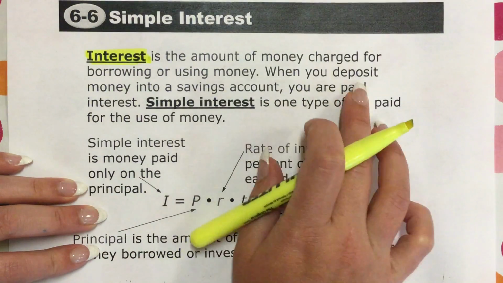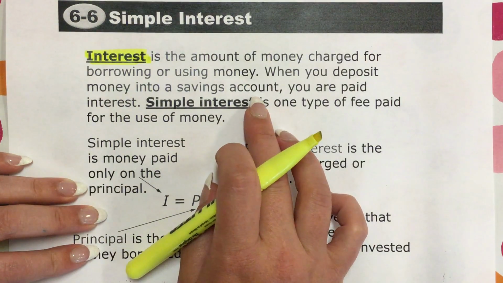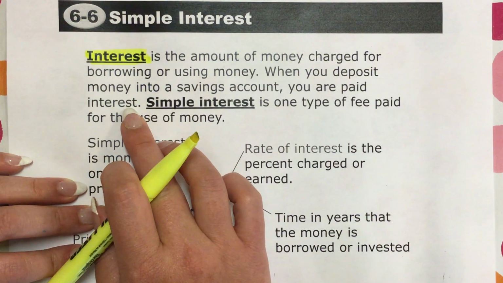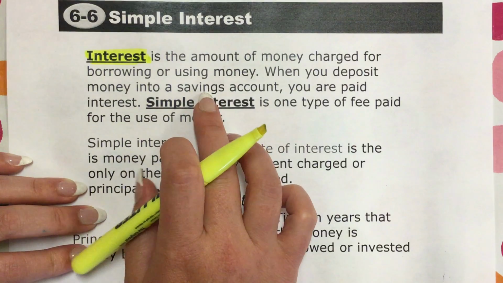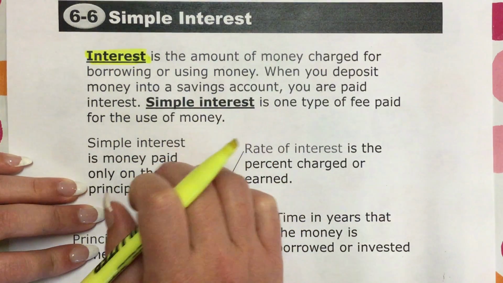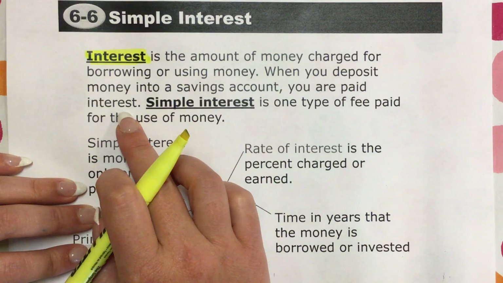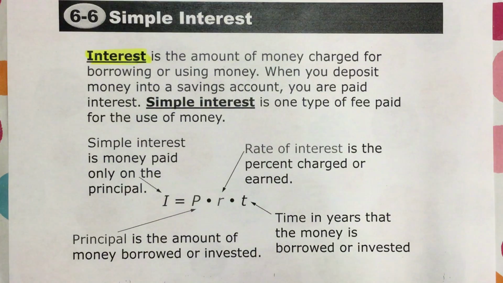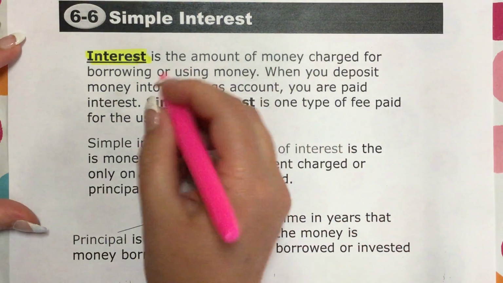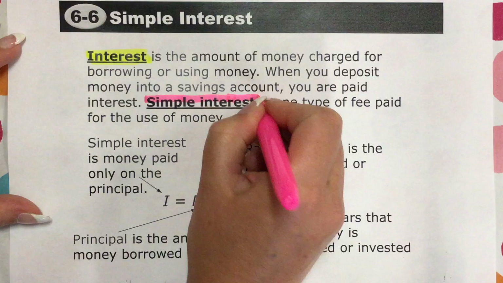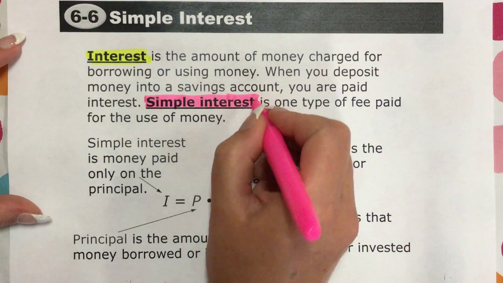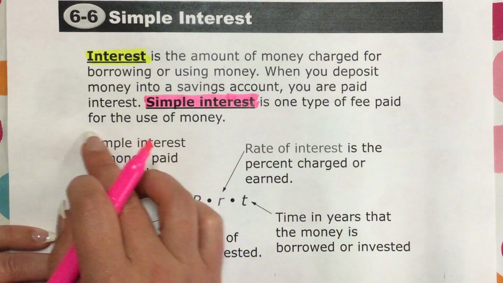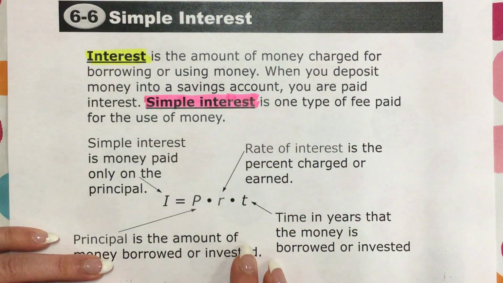Okay, so when you deposit money into a savings account, you are paid interest. And that's really nice. So if you go ahead and deposit money into a bank, and it's a savings account, not a checking account, the bank will pay you interest for putting your money in the bank. Another type of interest is called simple interest. Now, there's all different types of interest out there, and this is just one of the ones that we're going to talk about today. Simple interest is one type of fee paid for the use of money.